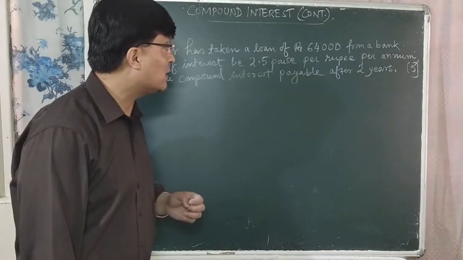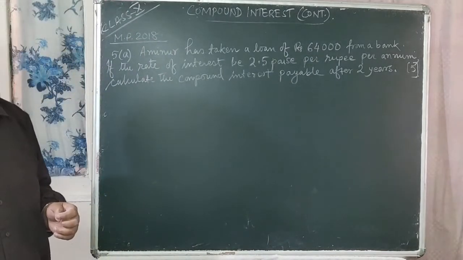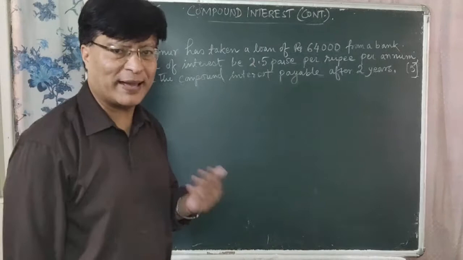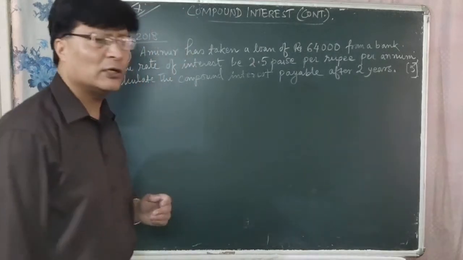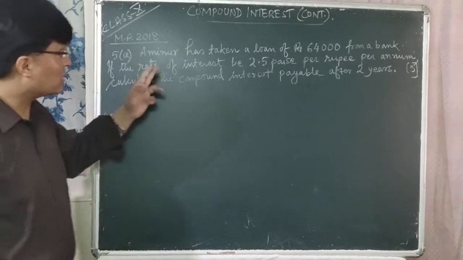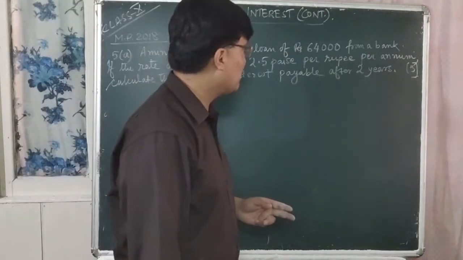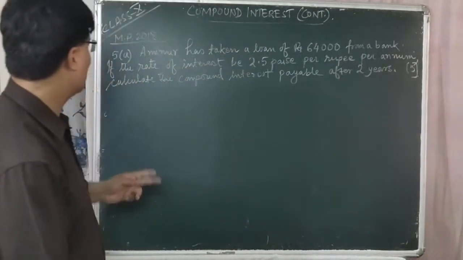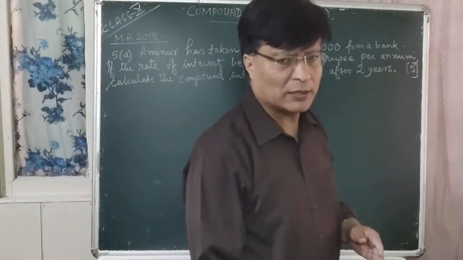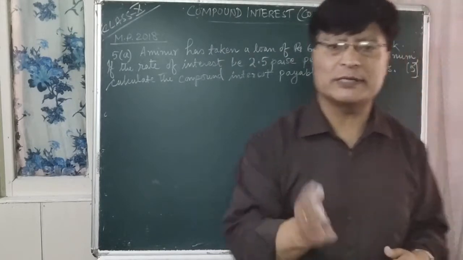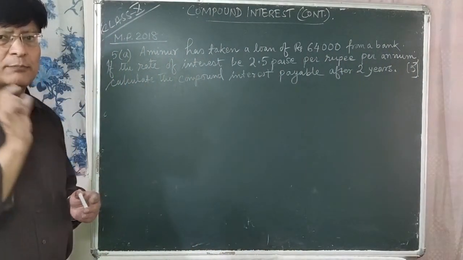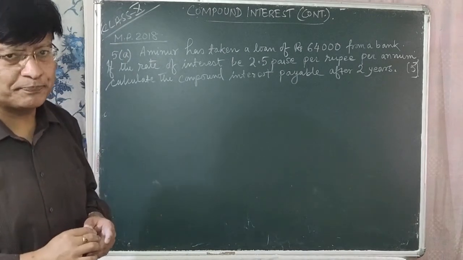Aminur has taken a loan of rupees 64,000 from a bank. Rupees 64,000. Okay. If the rate of interest be 2.5% per rupee per annum, then calculate the compound interest payable after 2 years. Here, the rate of interest per annum is not directly given in percentage.